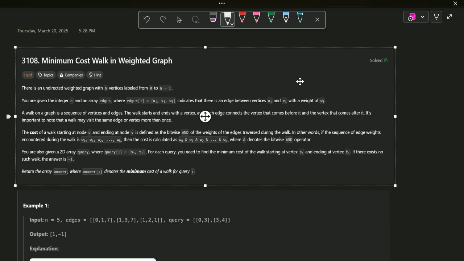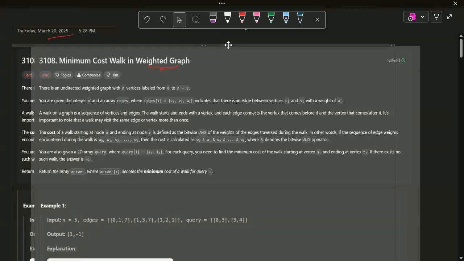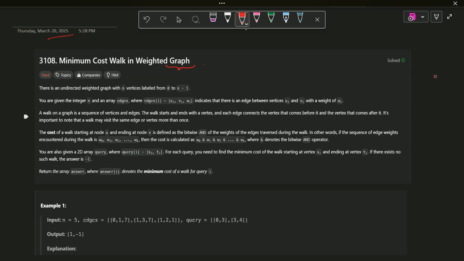Today I am going to solve a Leetcode problem on March 20th. Let's see what the problem is. They have given the problem on the concept of graphs, and it is marked as a hard problem. It is not a hard problem. If you know this concept, that is disjoint sets, it would become very easy. Let us see the problem statement.